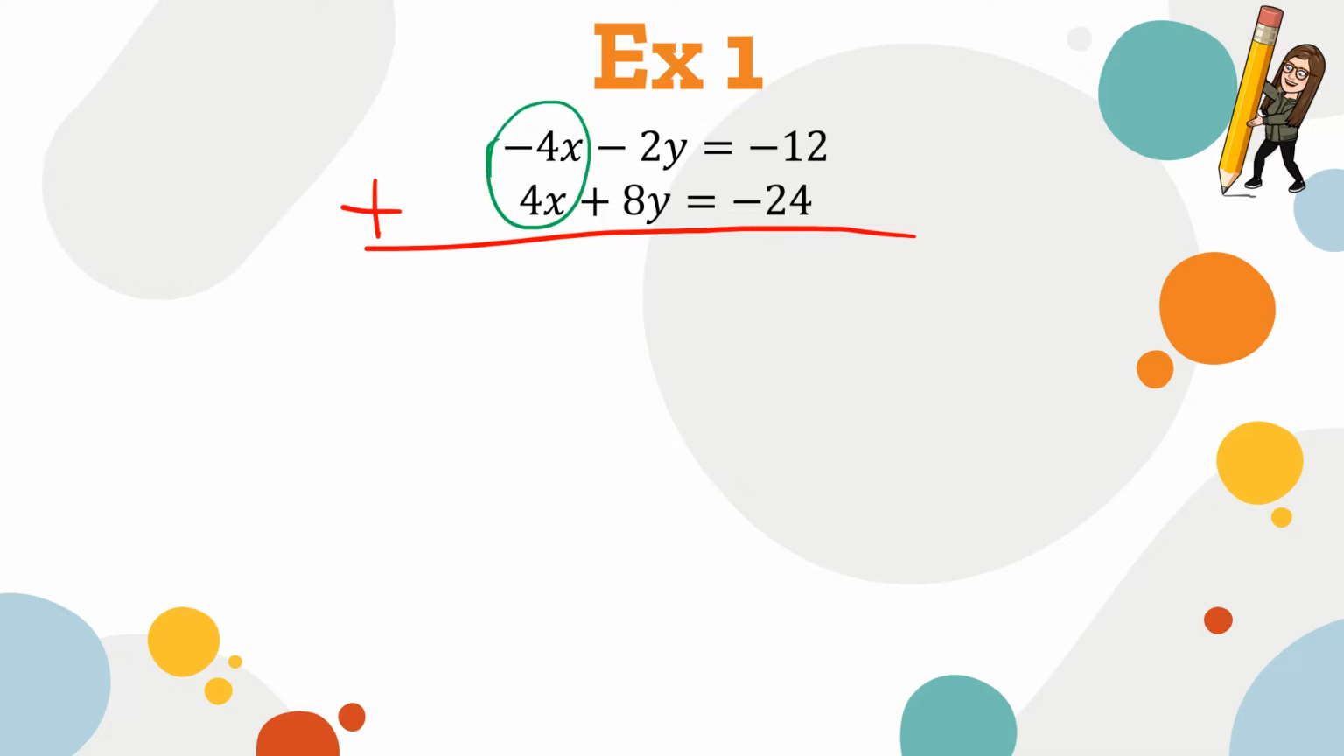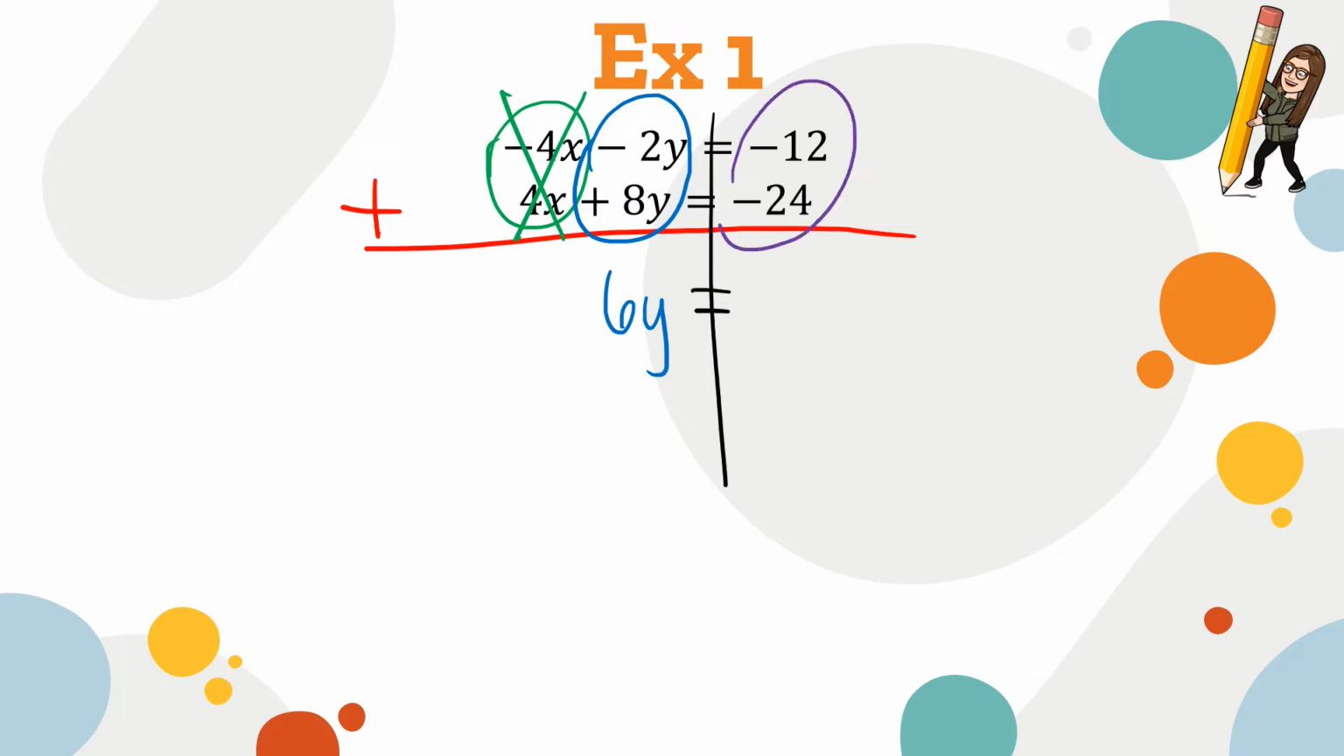-4 plus 4 is 0. My x's cancel out. Let's look at the y's. -2 plus 8y is positive 6y. The equal signs fall down. That's the same as always. -12 plus -24 is -36.